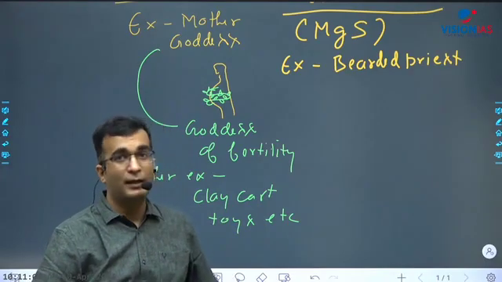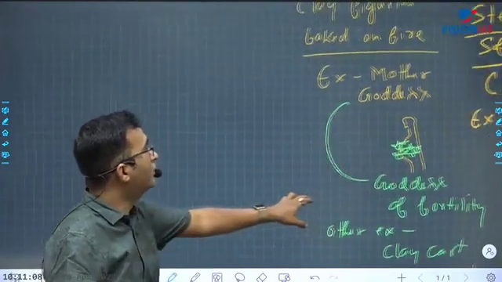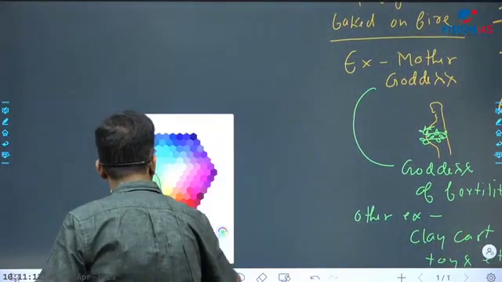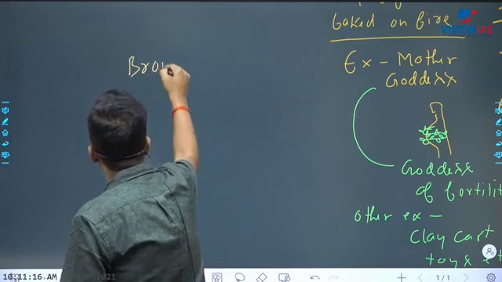Then, after this, the third category of sculpture, and this one is a bit advanced: bronze sculpture.